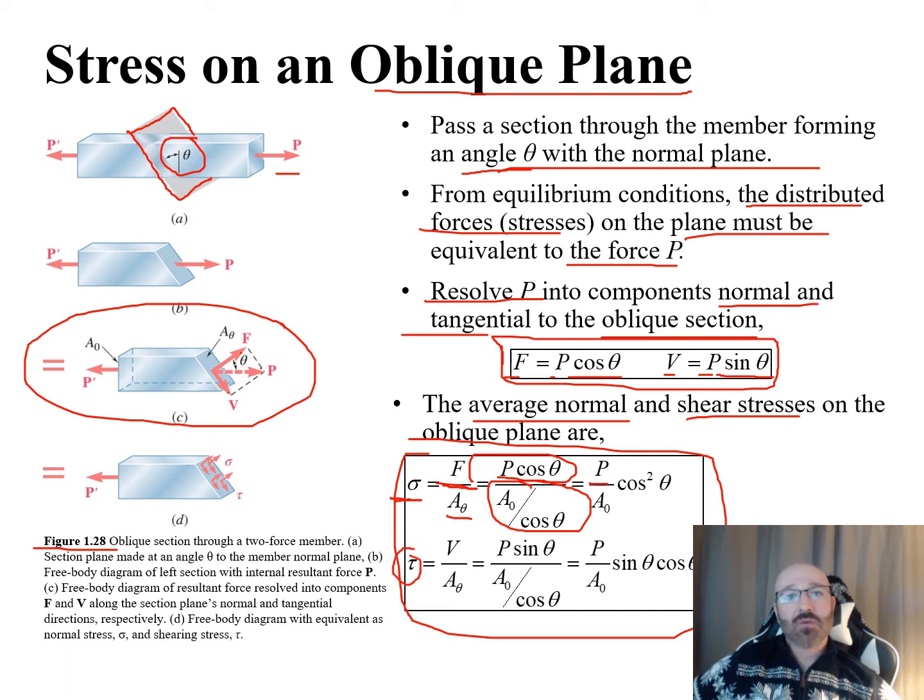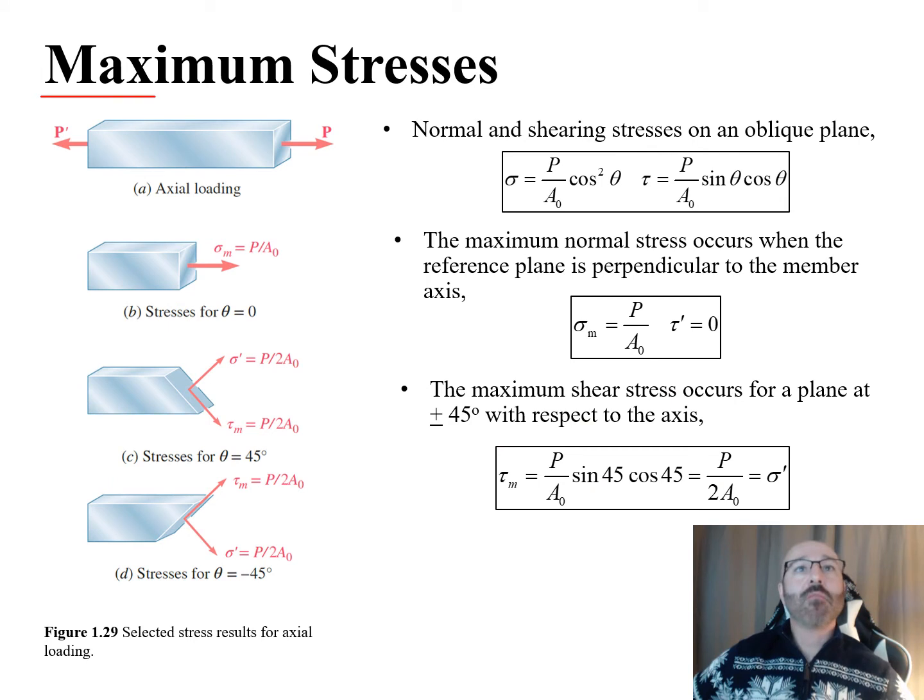Same with our shear, when we break that down, rather than V over A theta, we do out our trig in the center section here, and what we end up with is P over A naught times sine theta times the cosine of theta. So next I want to talk about maximum stresses.